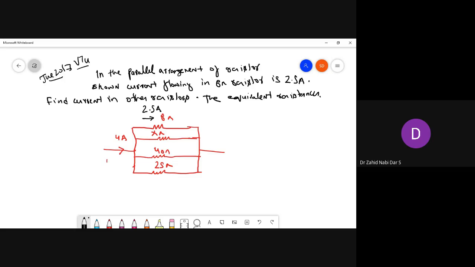Number one thing is that this combination is in parallel. So if this is 2.5 into 8, the voltage V here would be the same across all branches. If you are able to get the voltage, then you are able to get the current through all the networks. So please do it and get me the values, all of you.